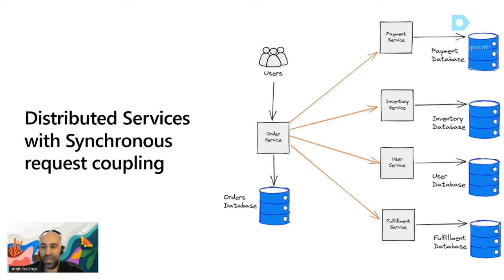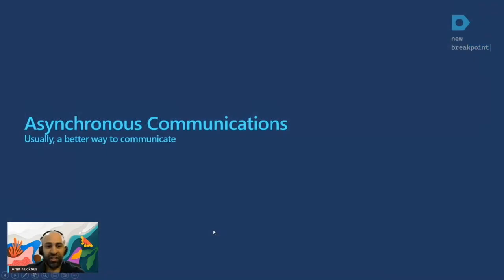So to me, this sort of model is not very resilient, because your uptime is dependent on the lowest common denominator, the weakest link in the chain. If one of your services is having problems, then effectively all of the services are having problems. And so event-driven architectures, as I'll go on, are a way to really increase the resiliency of your system. I think that's probably the key word I would take out of this: resiliency. Asynchronous communication is usually a better way to communicate, and it is the foundation of event-driven architectures.